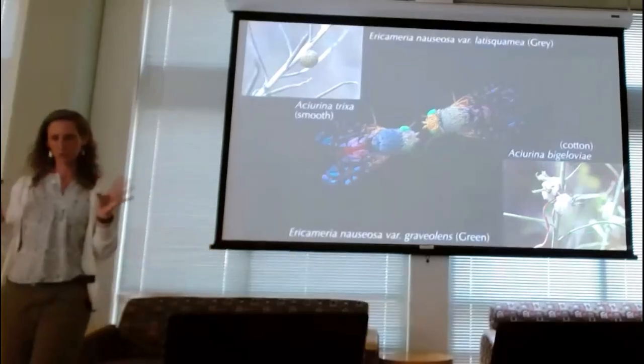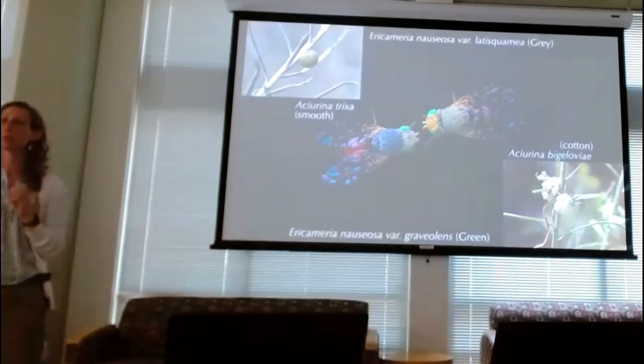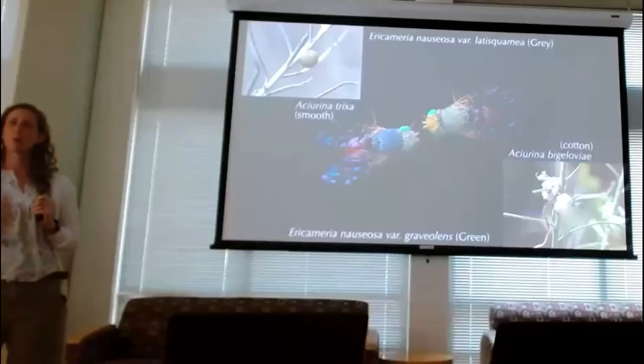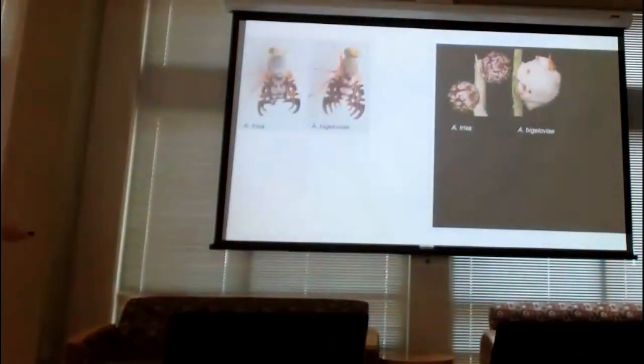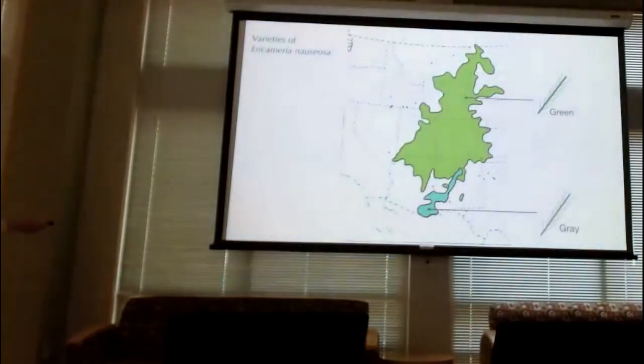And while they make these 2 different galls, they're also separated by their host plant. So it's all the same species, but Ericameria nauseosa has 23 varieties. And so these guys specialize on different varieties of that host plant. So again, here's our 2 species, and this is the ranges of their host plant.